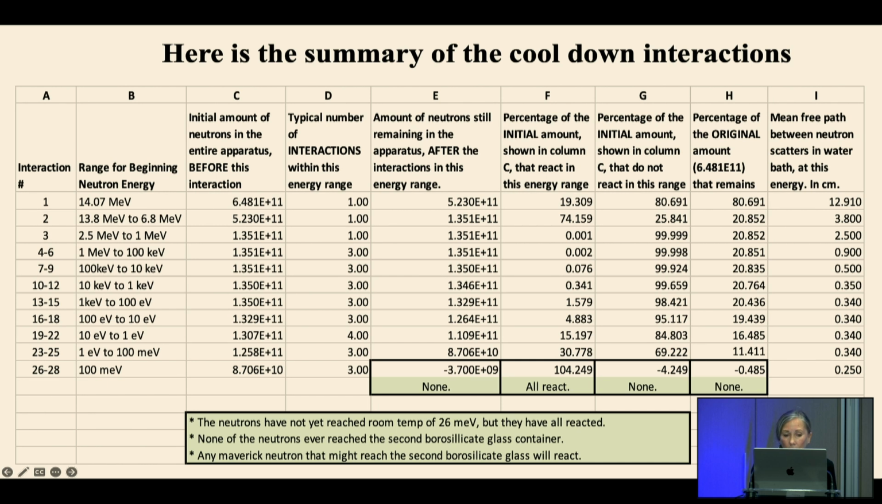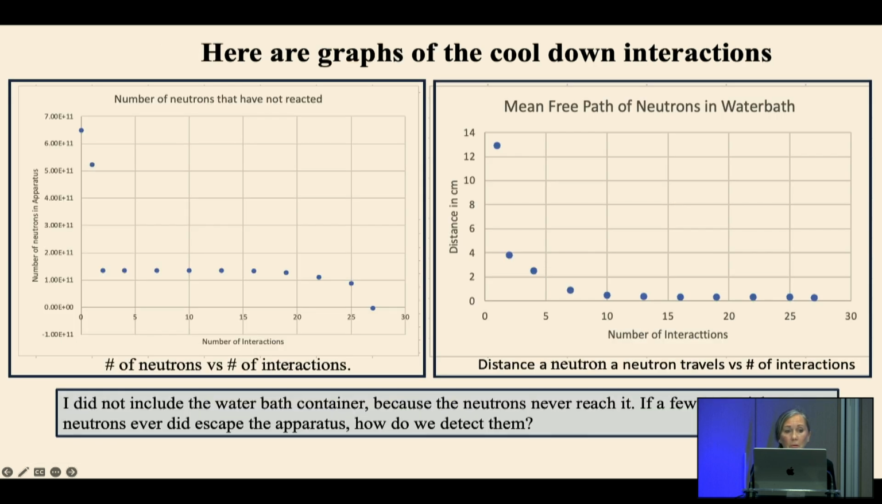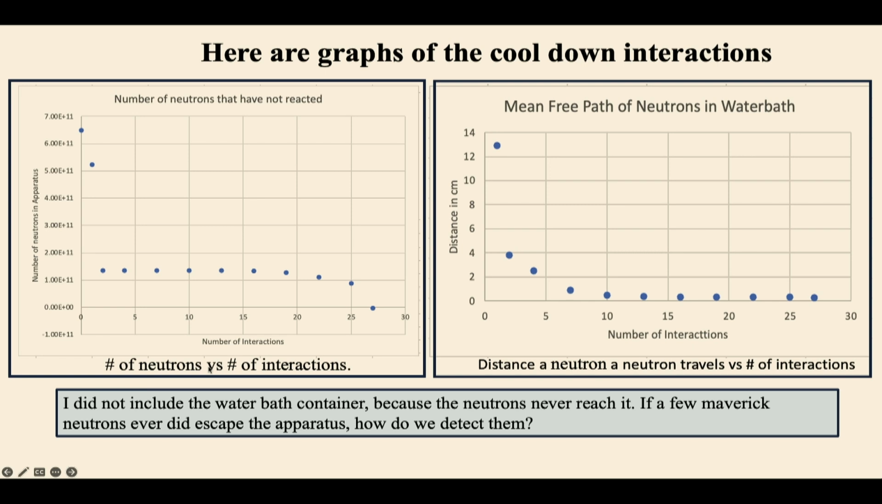Next, I show some graphs of this, the number of neutrons that are in the reactor versus the number of interactions. And this is the mean free path in the water bath. As you can see, for most of the time, it just sits there in a very small fraction of a centimeter, just sitting there vibrating. Now, I did not have to include the glass of that water bath because the neutrons never reach it. If a maverick neutron ever did escape the apparatus, how would we detect it? Let's look at that next.